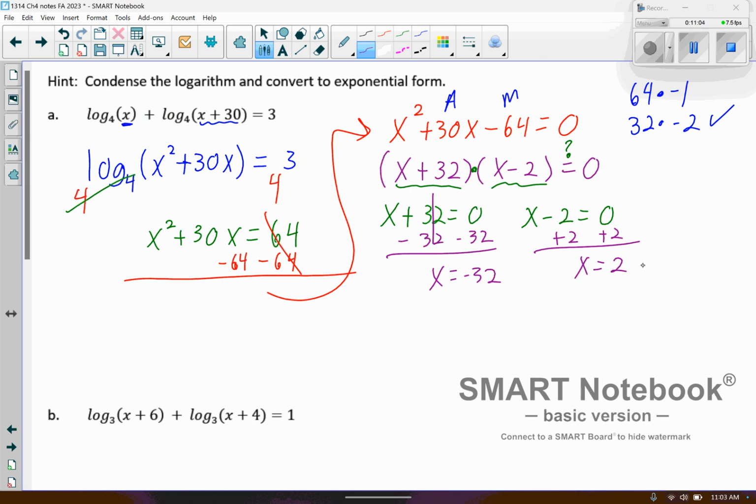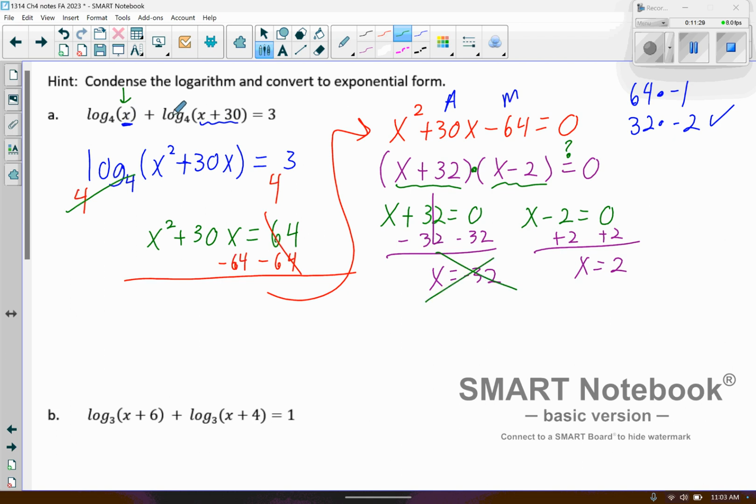Now, this is what could happen. They could both work, they could both not work, or one of them could work and one doesn't work. That's what happens most of the time. Not all the time, but most of the time, one of them works and one doesn't work. And so the negative 32 is not going to work because if I plug it in, I cannot evaluate logs at negative values. So that's not going to work. So I know negative 32 does not work. So I've got to reject it.